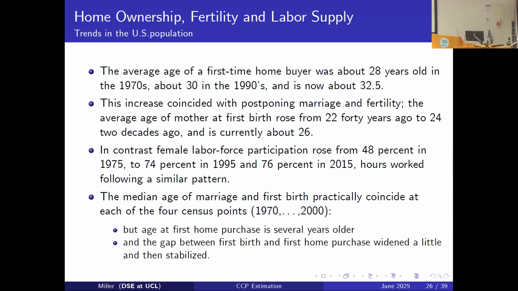And then if you look at labour supply participation, it goes up from 48% to 75, 74, see that jump? It hasn't quite stabilised. It's more than 76 now, but 76 in 2015. So that's sort of what's going on.